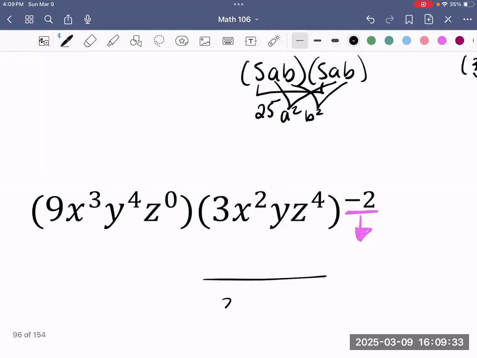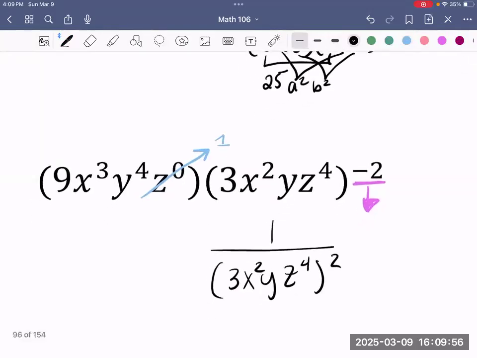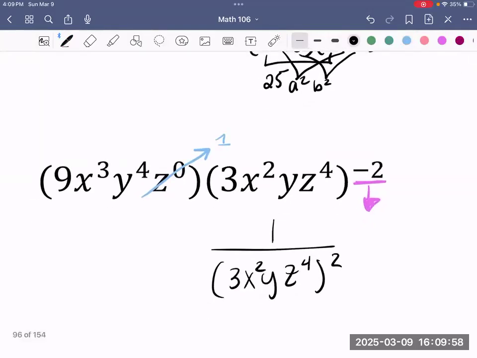So we have 3x squared yz to the fourth. Now that's to a positive 2, and in its place in your numerator, we'll just have a placeholder of 1. On your other term, there's nothing else to really simplify other than anything to the 0 power is going to be 1. You have none of these z's, therefore a placeholder of 1. And that's anything to the 0 power. It's not equal to 0. So up here we have 9x cubed y to the fourth.